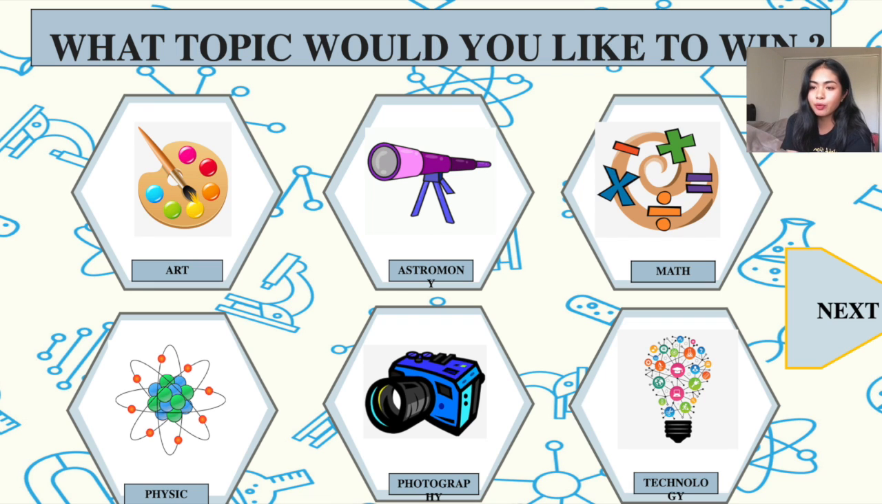For this slide, it says, what topic would you like to win? As a player, you have the choice to pick art, astronomy, math, physics, photography, or technology. Whichever one you want to win, you go ahead and click that, and then you click next. When you click next, it will take you to another slide.